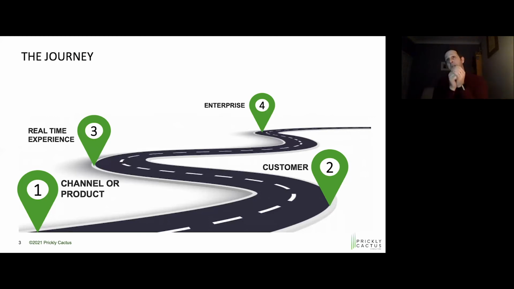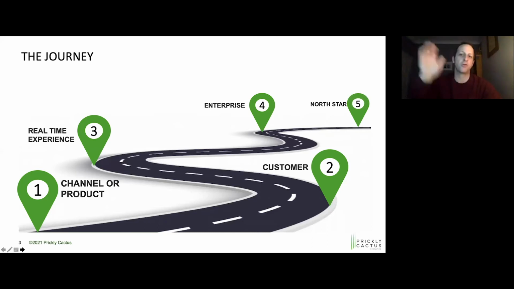So at step 4, we're talking about breaking out of marketing. Now, it might have been that we started in another area and now we're going across, but the use of this data, the use of the analytics, the use of the decisioning capability is enterprise-wide. And that's where the value and the return really comes to life. That's step 4. And step 5 is a North Star.